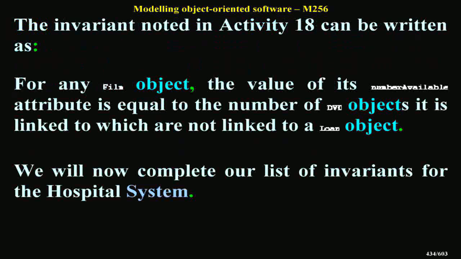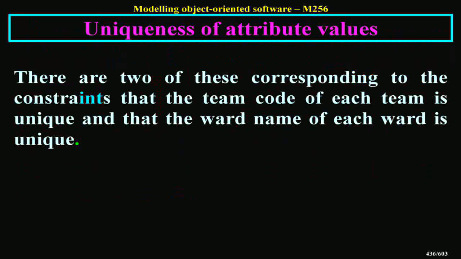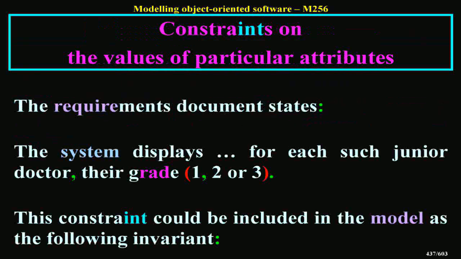We will now complete our list of invariants for the hospital system. 6. Two remaining invariants for the hospital system. Uniqueness of attribute values. There are 2 of these, corresponding to the constraints that the team code of each team is unique and that the ward name of each ward is unique.